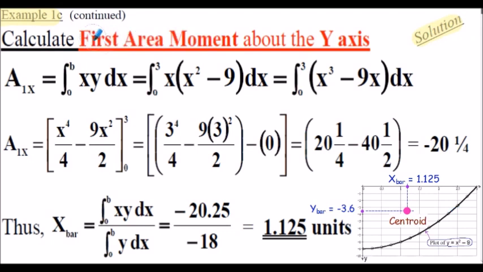Now we're determining the first area moment about the y-axis, the vertical axis here. Again, we know from our previous derivation, the first area moment about the y-axis is given with this formula.